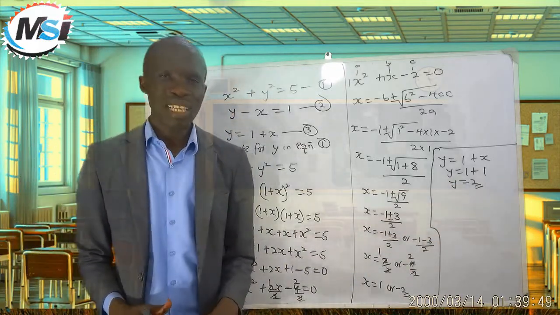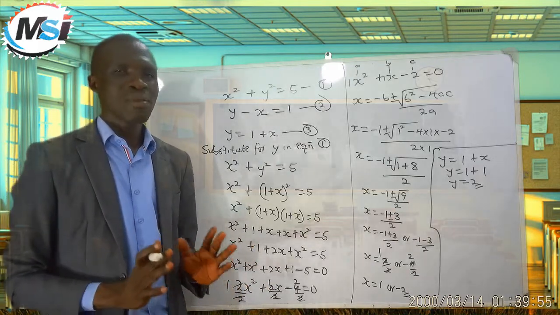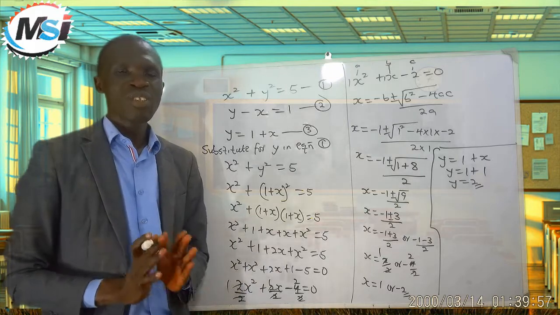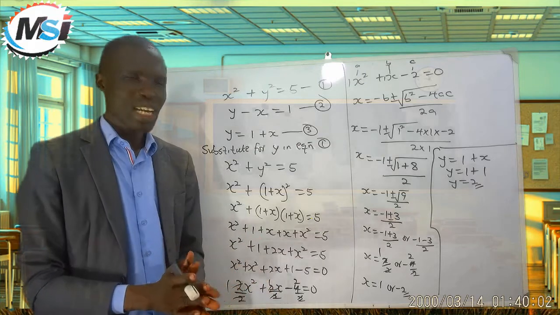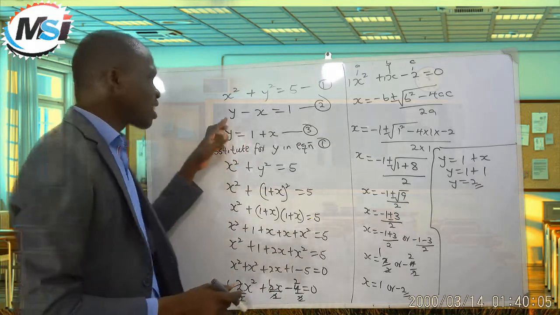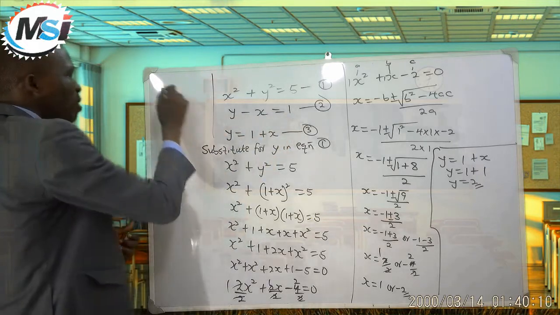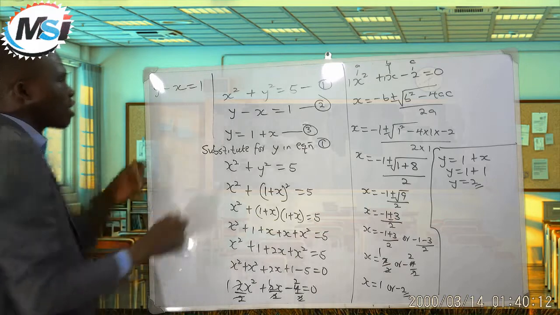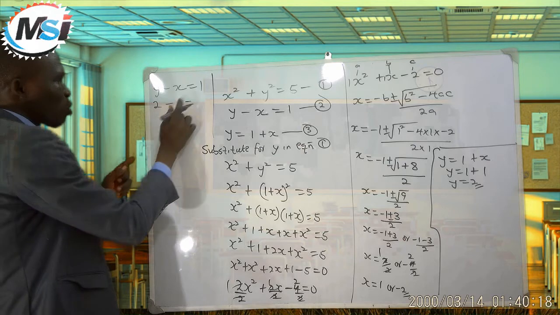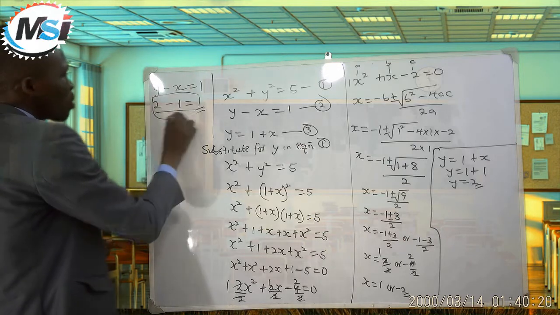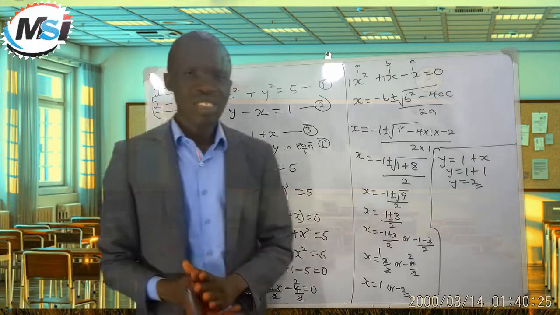How am I going to show that this solution is right or wrong? That's one of the unique things about simultaneous equations: you can know your fate before you even see your result. Let me show you. Look at y minus x equals 1. What is y? y is 2 and x is 1. 2 minus 1 will give us 1. So if you substitute for x and y and you don't get 1, that means you are wrong. I believe you understand this, right?